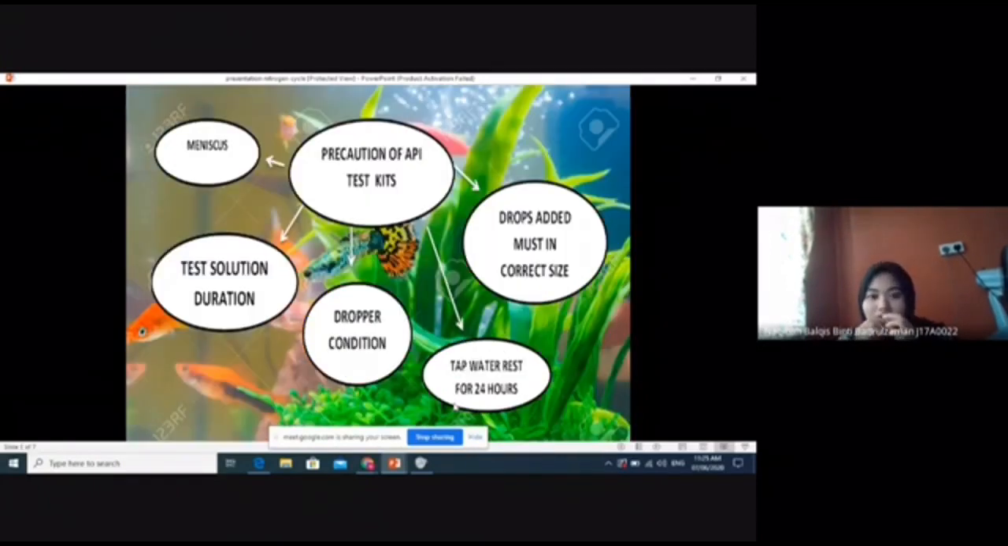So the symptom is that the fish will breathe rapidly and also gasp at the surface. The precaution for API test kits is the meniscus. We have to make sure that the water solution being used to test inside the test tube follows the meniscus white line.